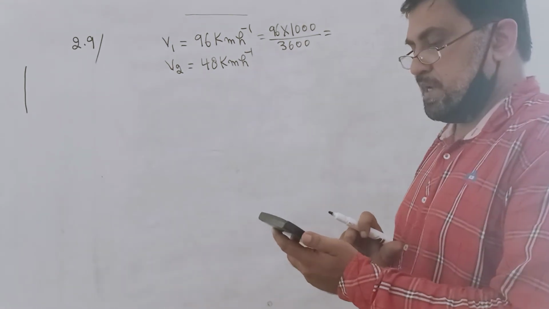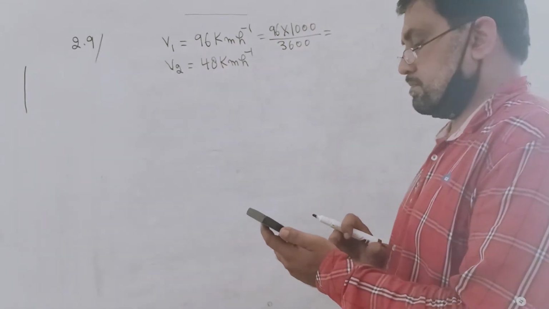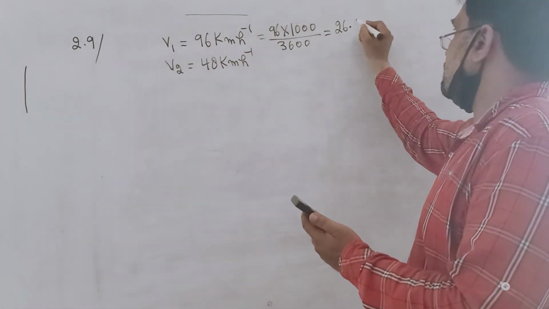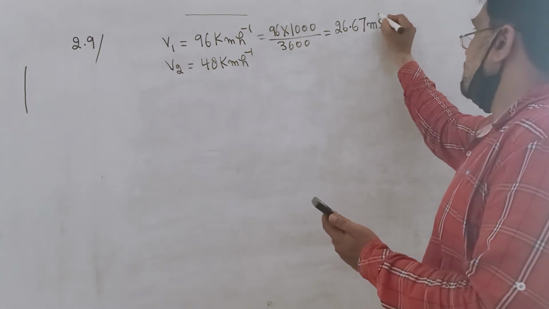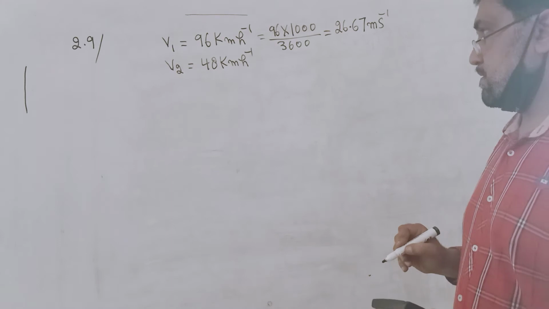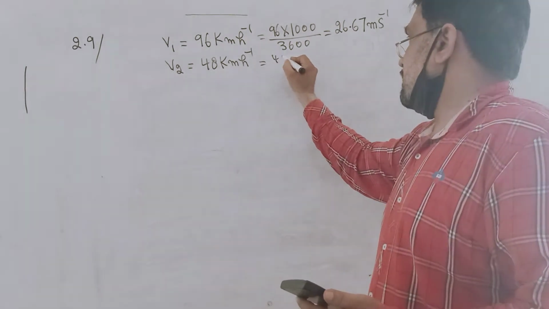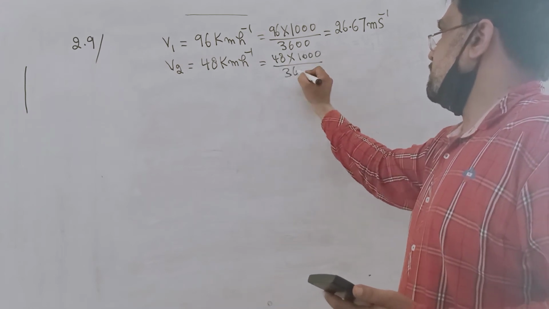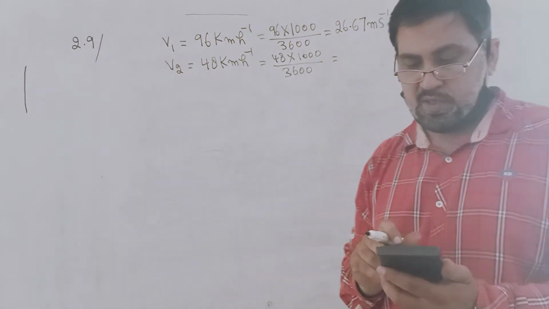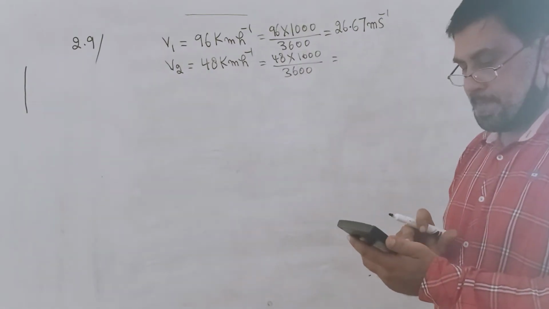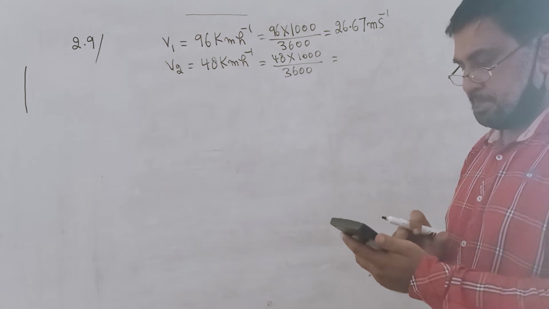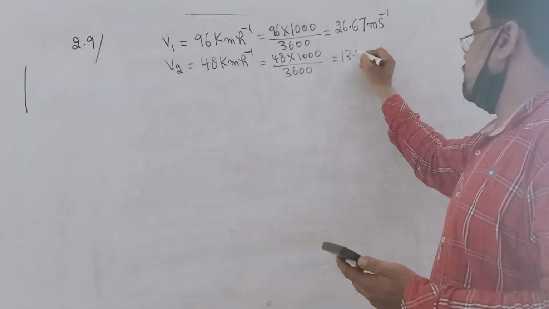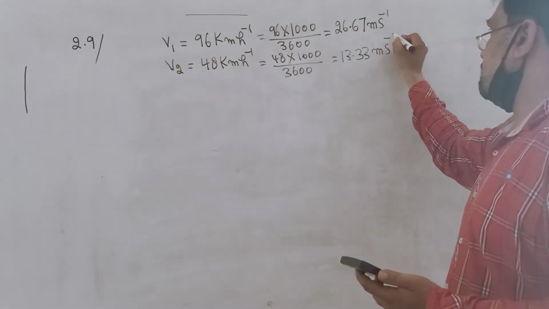Answer will be 26.67 meter per second. 48 into 1000 divided by 3600. Answer will be 13.33 meter per second.